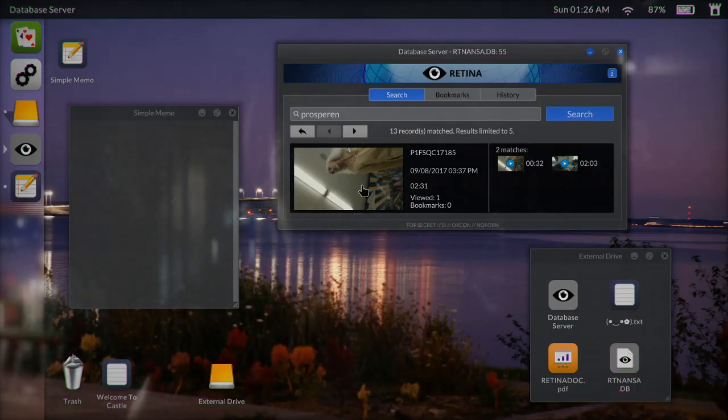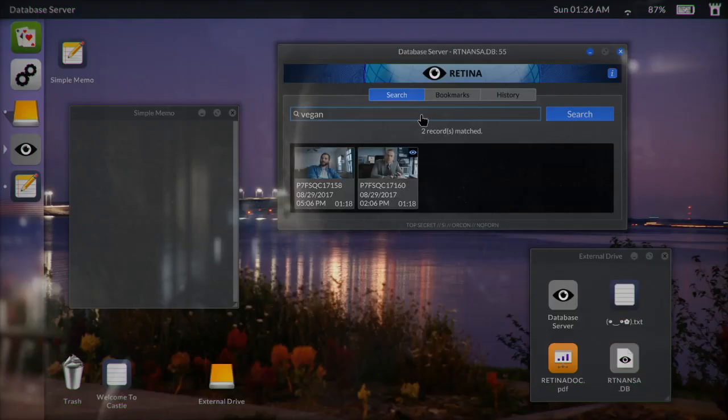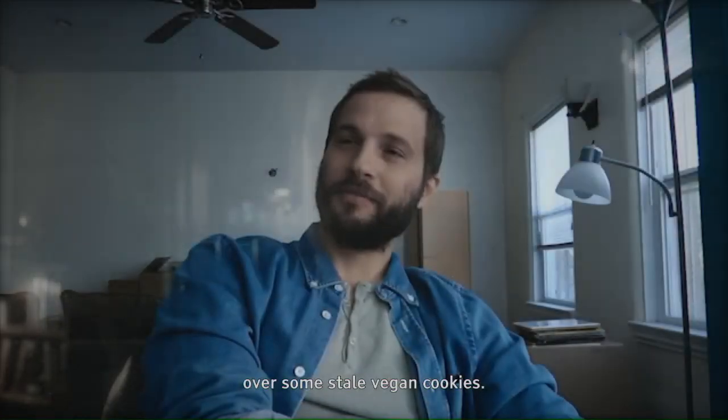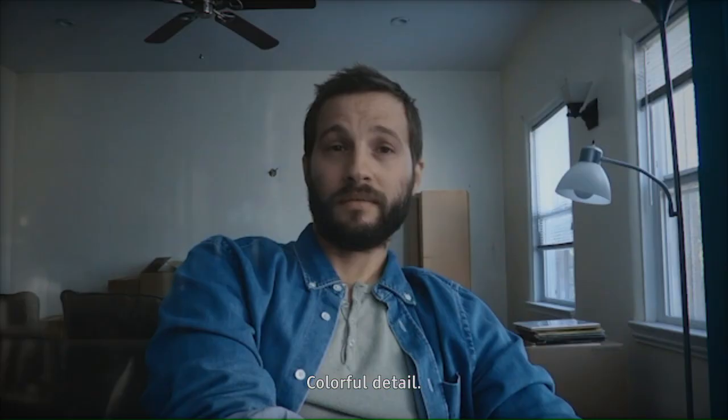The vegan cookie. Vegan cookies can be nice. I don't know what they're talking about. Back over some stale vegan cookies. You know what? You're right. This is a good look on me. Oh, that's why he was moving in. I don't know. Colorful detail.